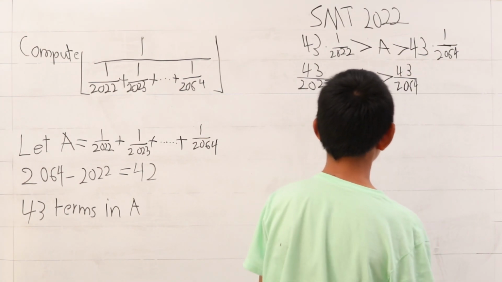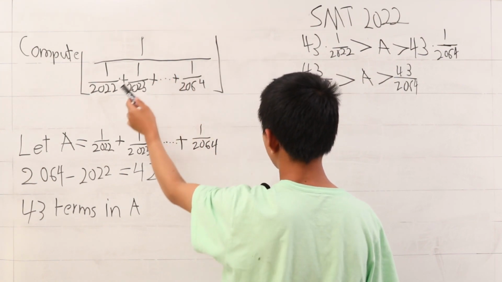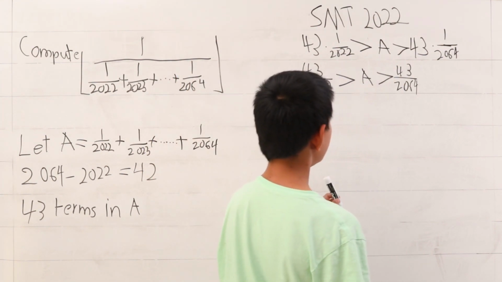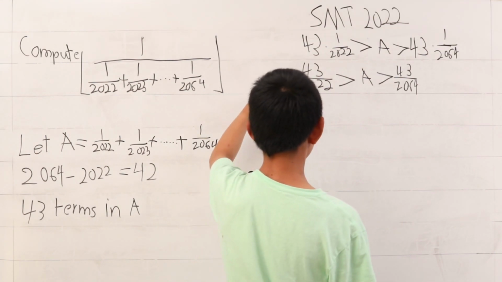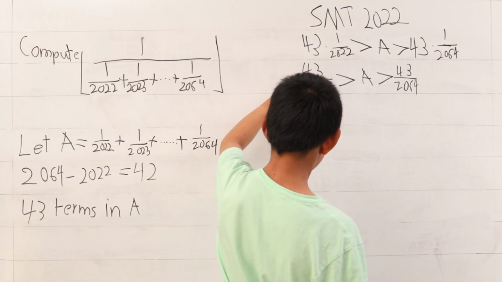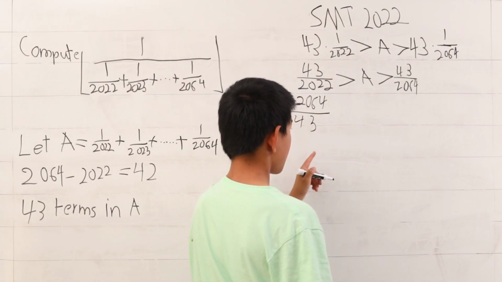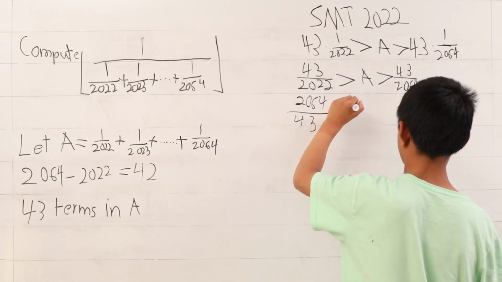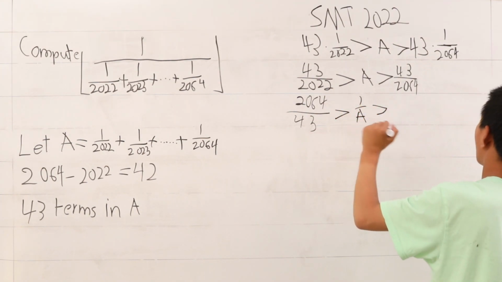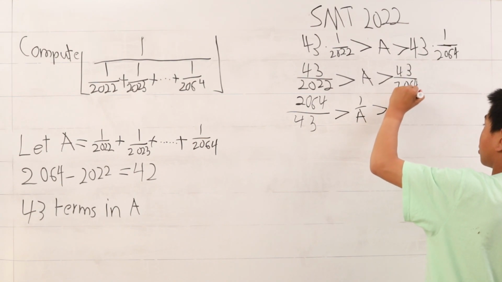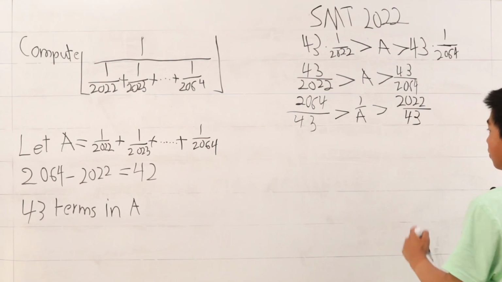Now, we see here that we have A, but we want 1 over A, so we have to flip over the fraction. So, let's do that. Now, we realize that 2064 divided by 43 is the greatest term, which is greater than 1 over A, and 1 over A is greater than our new lowest term, 2022 over 43. Now we can just divide.